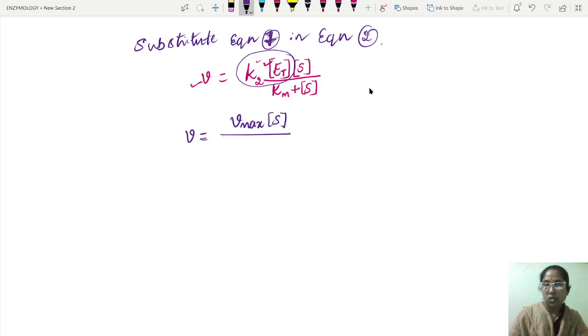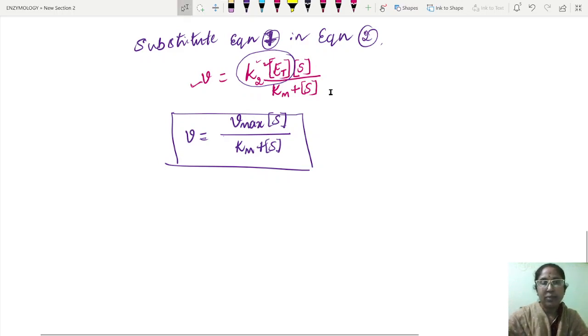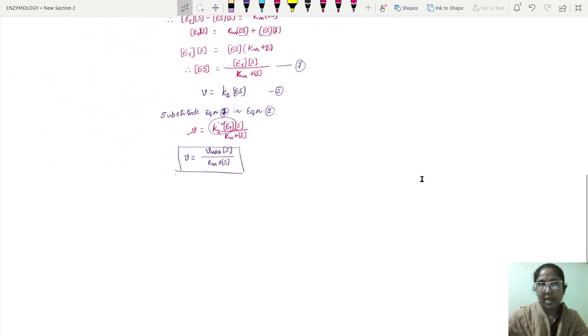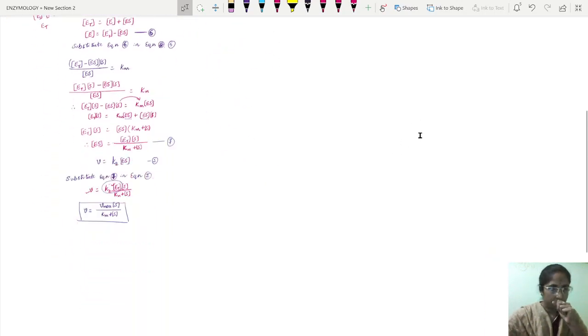And S is, as usual, the substrate concentration, and this is Km plus the concentration of the substrate. Now this whole equation is called the Michaelis-Menten equation. The Michaelis-Menten equation is V equals Vmax into S by Km plus S.